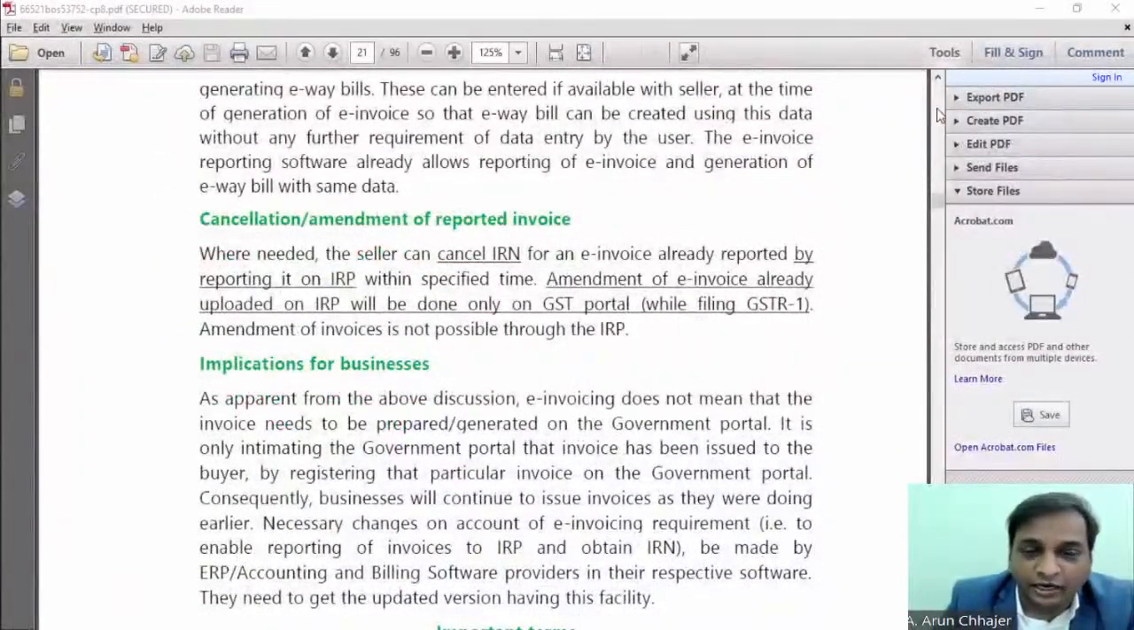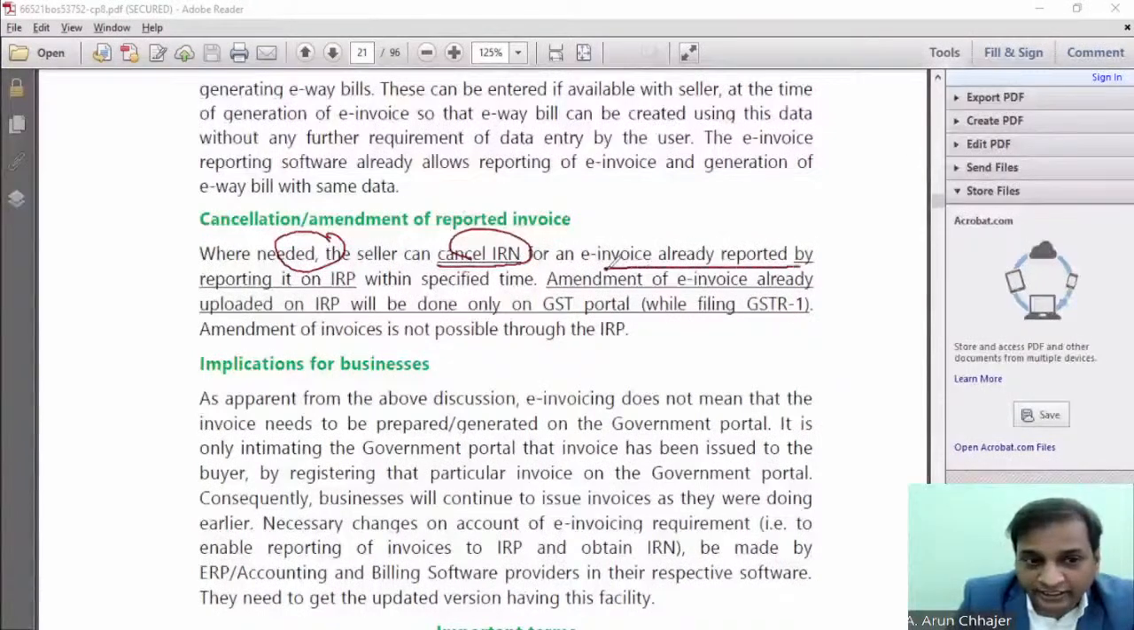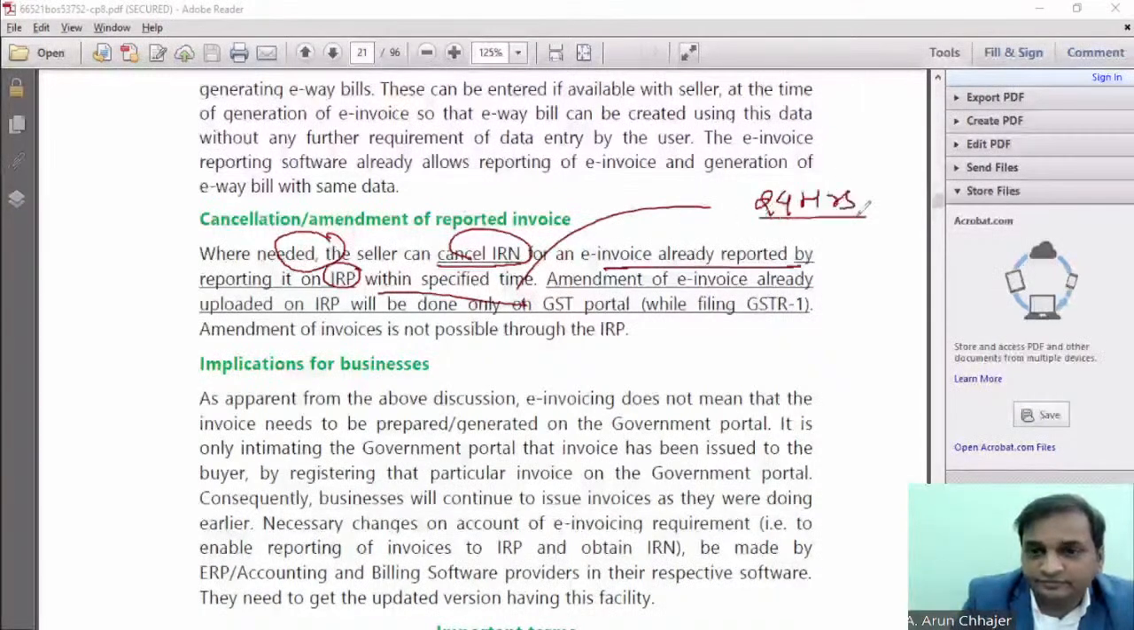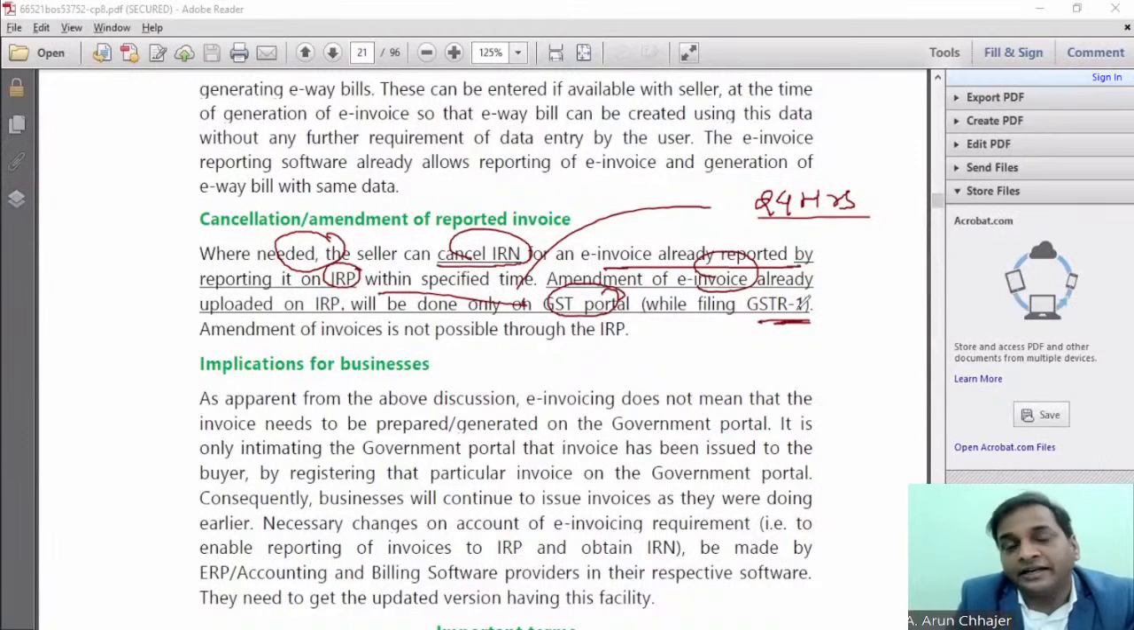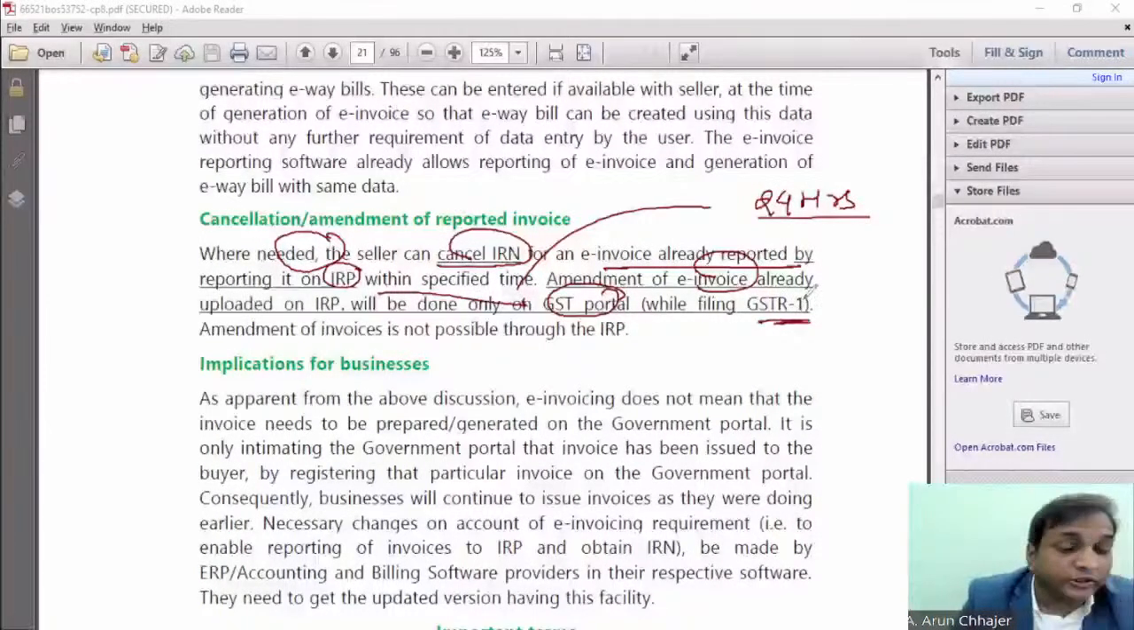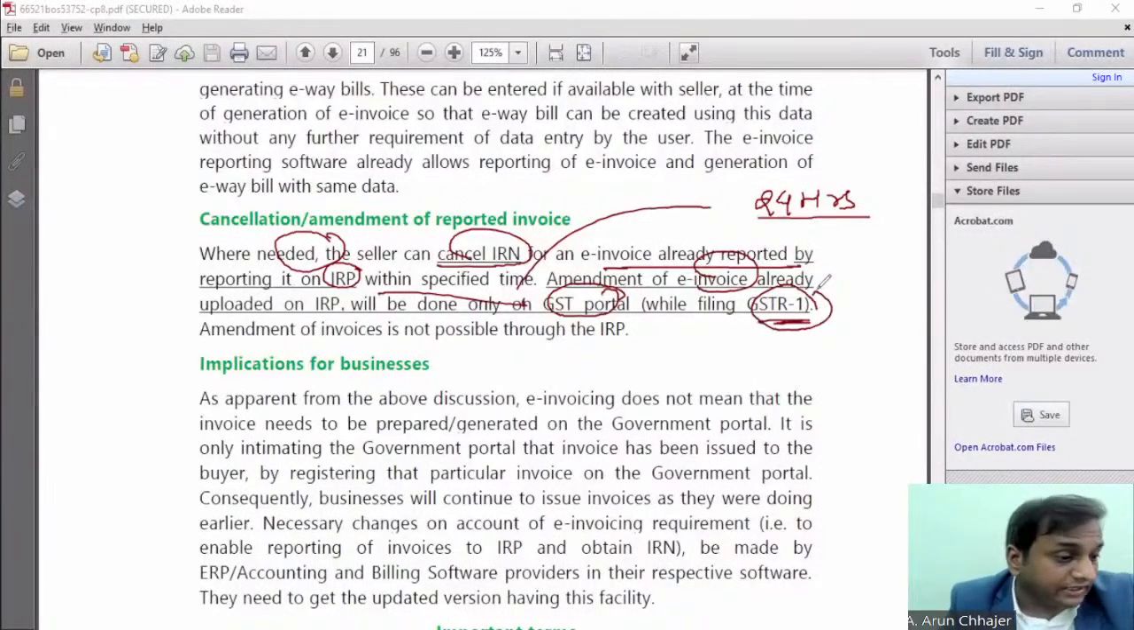Cancellation or amendment of the reported invoices: wherever needed, the seller can cancel IRN for an e-invoice already reported, by reporting to IRP within the specified time limit of 24 hours. Within 24 hours, you can cancel if there is any problem. Amendment of invoice already uploaded will be done only on the GST portal through GSTR-1. So e-invoice cannot be amended if any particular is wrong. If any particular is wrong, you can use the amendment facility of the GSTR-1.